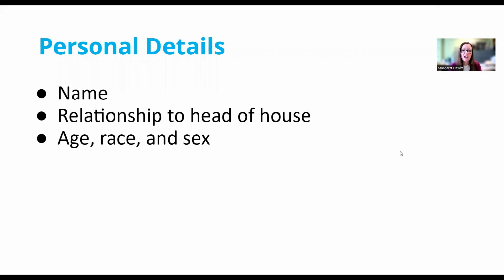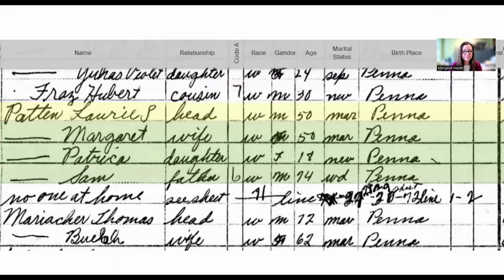Now, personal details. The first part of these will include some very basic info like their name, their relationship to the head of the house, and their age, race, and sex. Here we can see the head of the household will typically be listed first. We have Lori S. Patton, his wife, Margaret, his daughter, Patricia, and his father, Sam. We have a column with a single letter abbreviation for race, W. This household is all white. There is a letter code, male or female, for gender, and a number written in for their age.